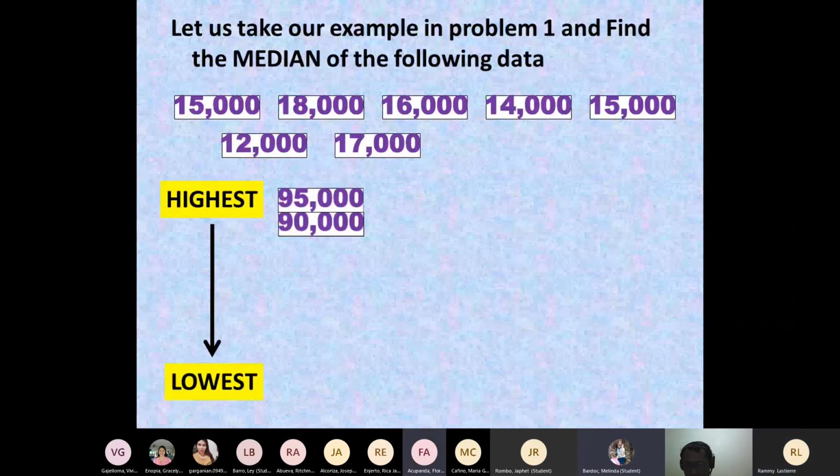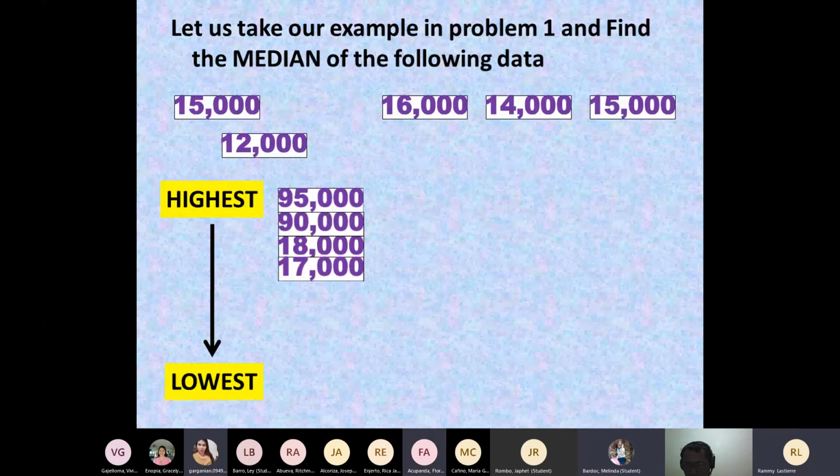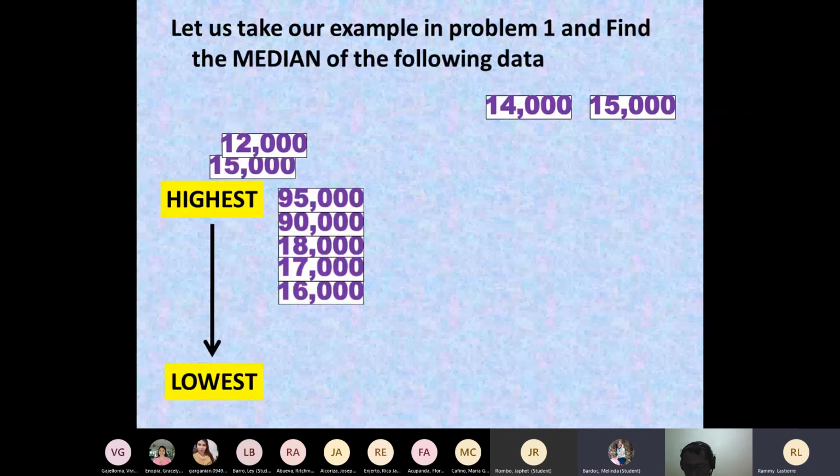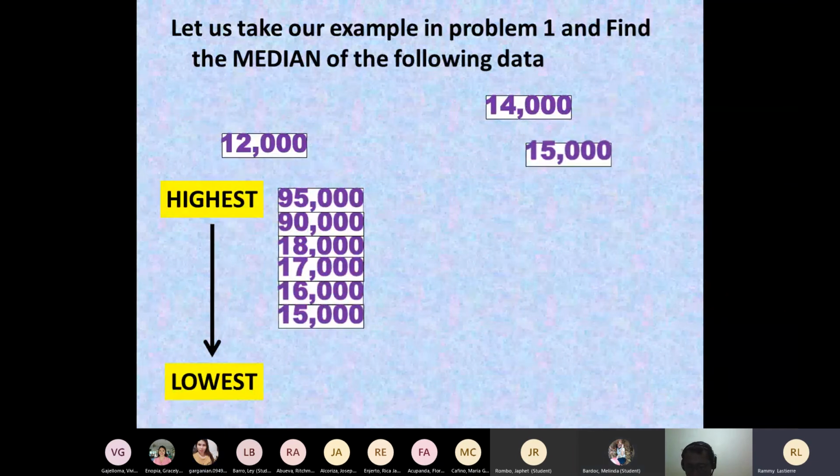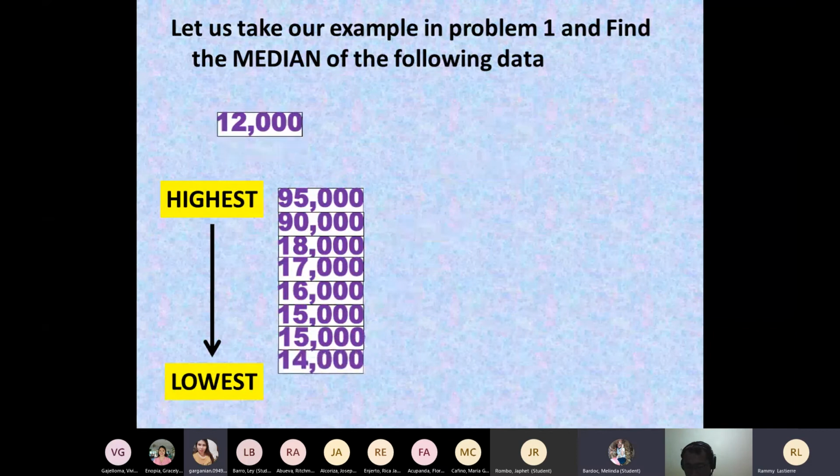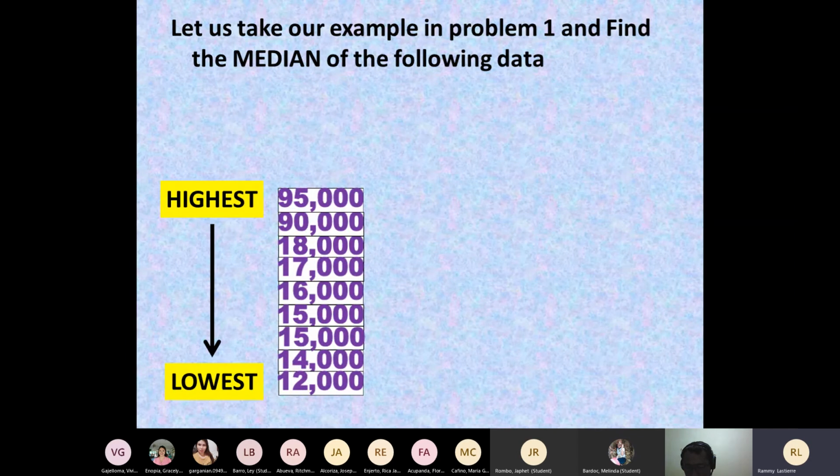Then 18, 17. So careful, kita. Basta na-arrange. 16,000, then 16. 15. So value 15. Okay, and next, 14, and then 12. Okay. So this is ungrouped data and the tool is median.